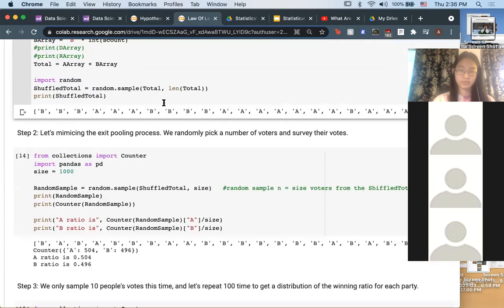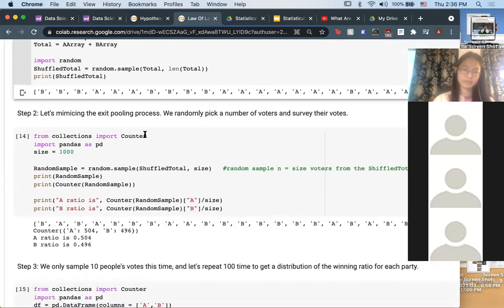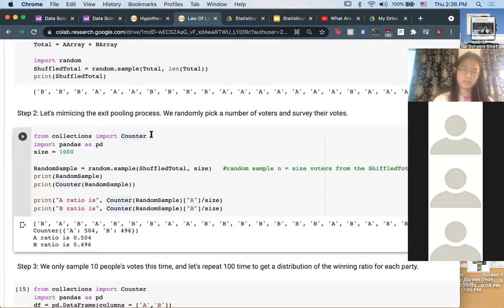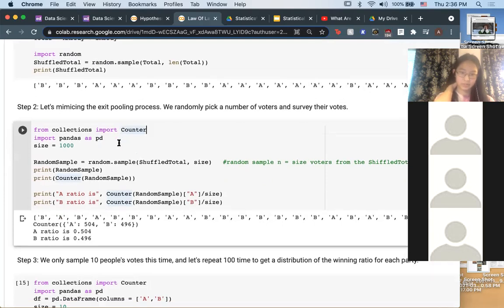So let's say we have a population already. Let's mimic the process of collecting a random sample. We're going to pick a random number of voters and survey their votes, assuming that they vote with their party lines.